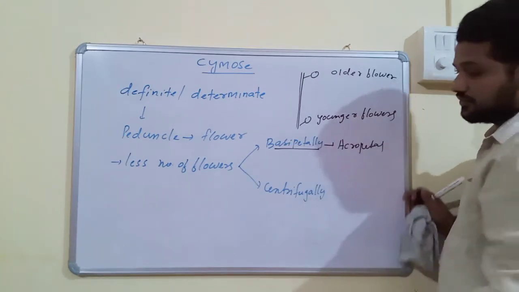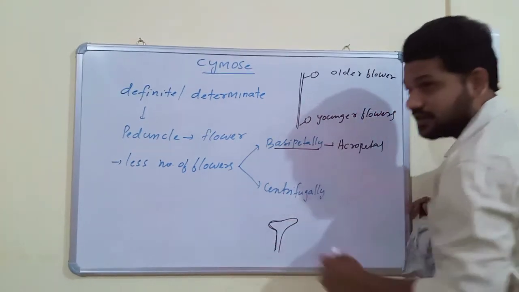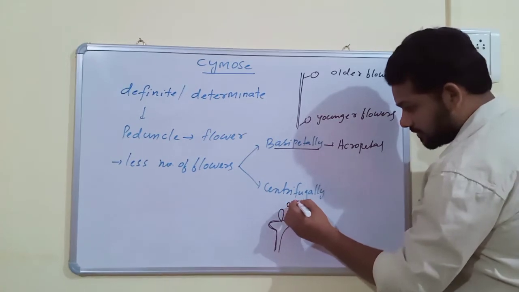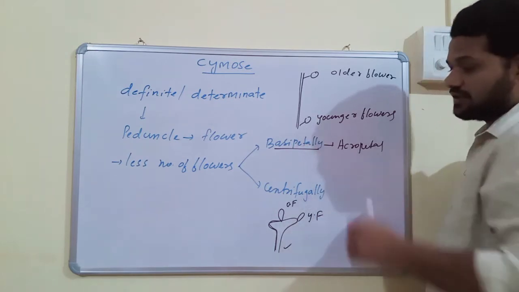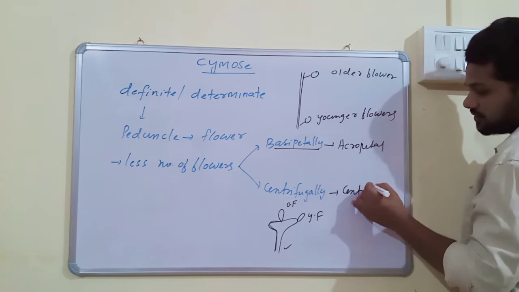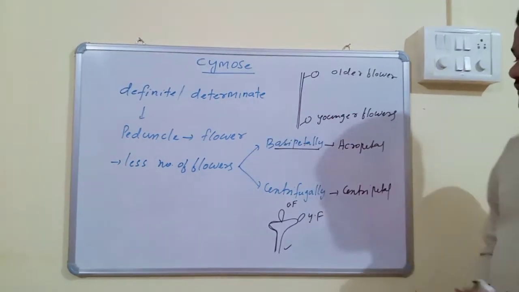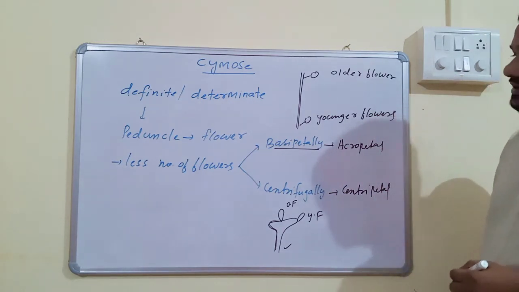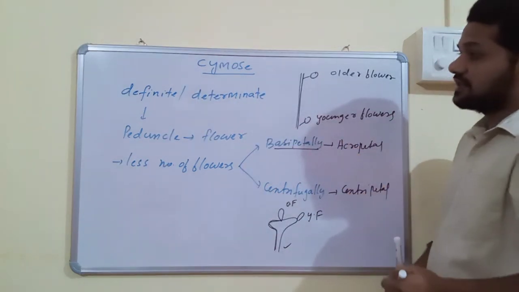The second one is centrifugal. In centrifugal, the peduncle is modified into a receptacle. On the receptacle, if the older flowers are towards the center and the younger flowers towards the periphery, the arrangement is called centrifugal. Centrifugal arrangement is exactly opposite to centripetal arrangement. In cymose, the flowers are arranged in basipetal or centrifugal manner, not acropetal or centripetal succession.